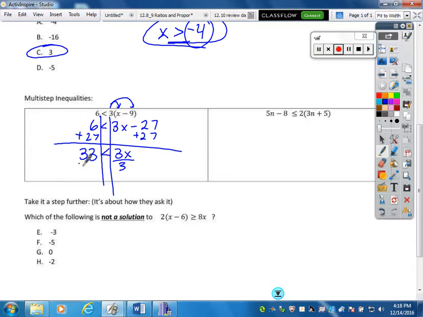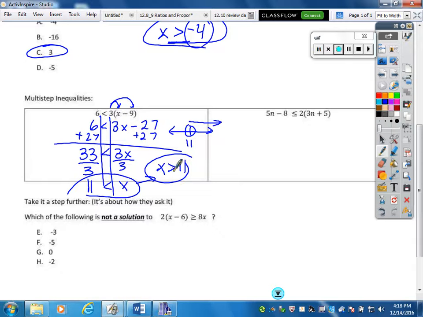So divide by our 3, and you got that 11 is less than x. But we don't usually like to say it that way. We would instead say this as x is greater than 11. So you read it from x. So x is greater than 11. So if you were going to graph this one again, you'd have an open circle at 11, and it would be greater than it. So our line trick, our arrow trick works there.